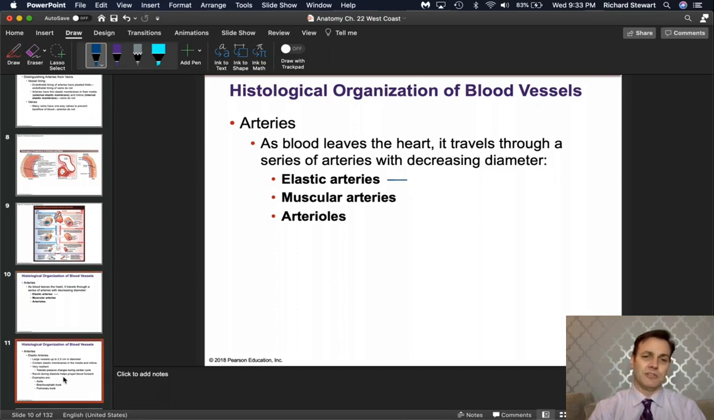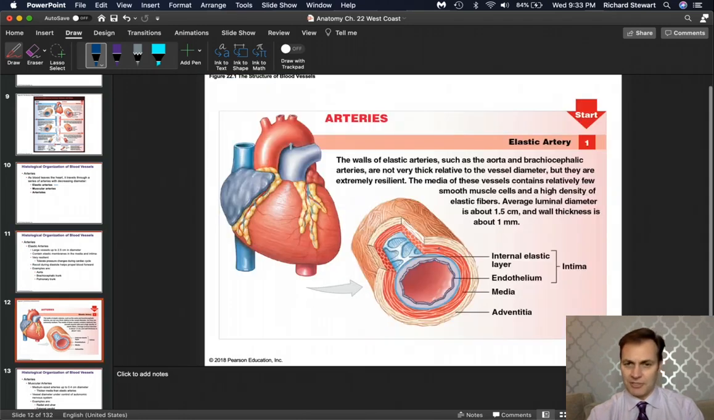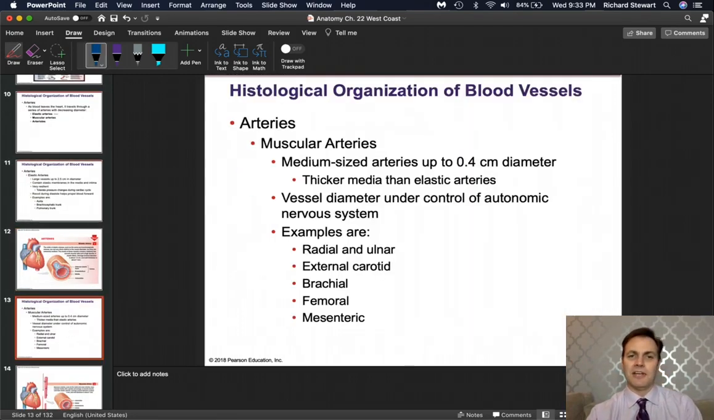Let's just jump right in and move on down. Okay, so elastic arteries are 2.5 centimeters in diameter. There's a little over 2 centimeters in an inch, so it's almost a 1 inch diameter. Okay, a lot of elastic membrane. The elastic membrane is going to be just underneath the tunica media. You can see it there. It just allows it to open up and close. Nice and simple. Now the medium size are going to be the muscular arteries.